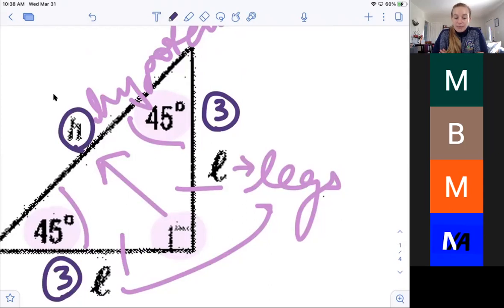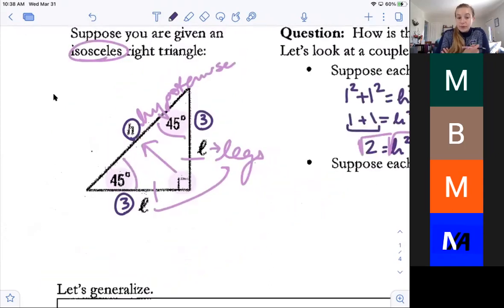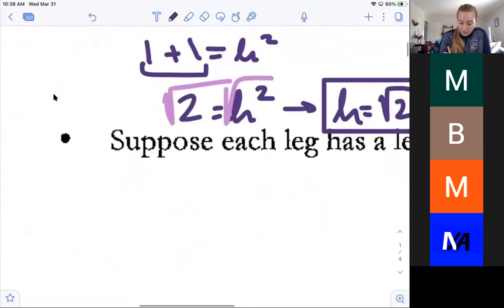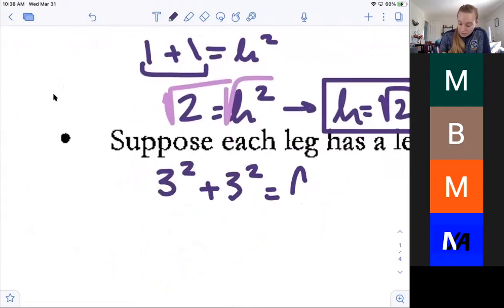So I've got 3 and 3 as my legs, and then we have to find h. Again, it's a right triangle, so I'm allowed to use Pythagorean theorem, a squared plus b squared equals c squared, to find my missing side. So I'm going to do that. This time it's 3 though as my legs. 3 squared plus 3 squared equals h squared.